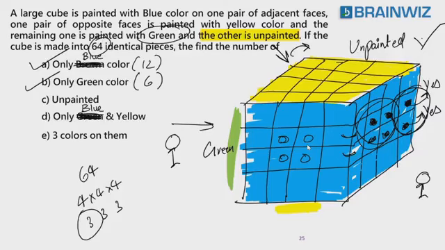Understanding? Many people said 4, 4, 4. Unpainted destroyed all your answers. That's the reason IBM has given this question long back. Unpainted has destroyed everything. Okay. Now, next one. Unpainted. Where is unpainted? Inside, which you can't see. Unpainted, how much? Formula: N minus 2 whole cube. Okay, N value is 4. 4 minus 2 whole cube. That is 8.